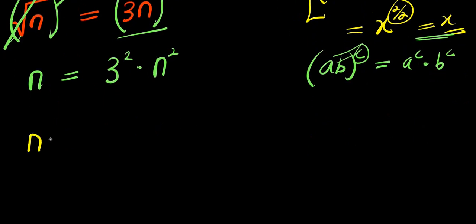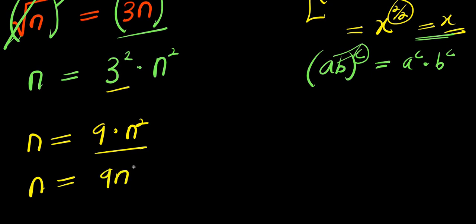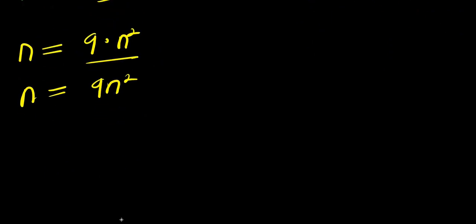From here, you have n equals 3 power 2, that is 9, times n power 2. So you have n equals 9n squared. From here, what you do is to move this n over here. It becomes negative n. You have 9n squared minus n, and this equals 0.